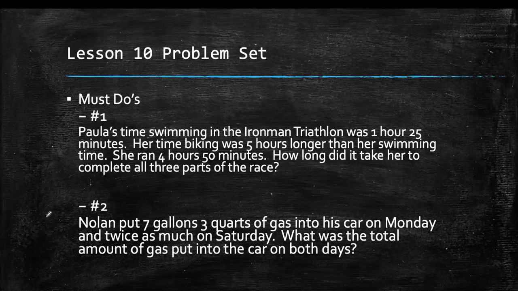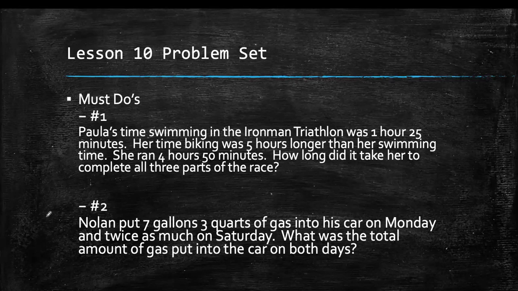Number 1 says, Paula's time swimming in the Ironman triathlon was 1 hour, 25 minutes. Her time biking was 5 hours longer than her swimming time. She ran 4 hours and 50 minutes. How long did it take her to complete all 3 parts of the race? If you didn't take notes on the last problem that we did, you could rewind and take some notes and see how we solved that problem, and maybe it'll help you solve number 1.